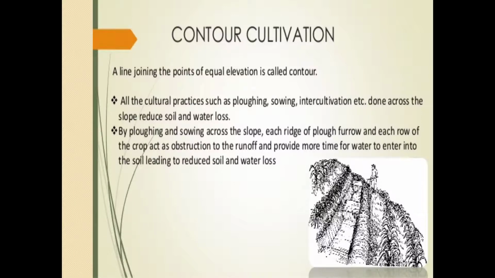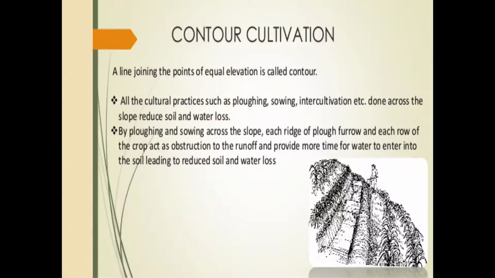So all the cultural practices such as plowing, sowing, and intercultivation can be done across the slope, which helps to reduce the soil as well as the water loss. Under contour cultivation, whatever cultural practices we are doing, for example plowing, sowing, intercultivation, these are all done across the slope of the land, and these practices help to reduce the soil as well as the water loss.